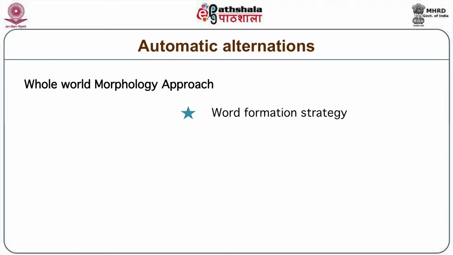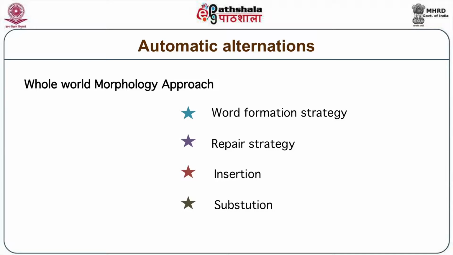And once that targeting has been done, once the target has been chosen, there is a second part of the phonology known as repair strategies. Those strategies do the job that has been identified as requiring to be done by the first part of the phonology. So the second part, repair strategies, in this case intervenes by deleting one of the L's. Deletion is one of the ways in which repair strategies can intervene. The other methods are insertion and substitution. That is a fairly complete statement of how WWM handles automatic alternations in morphology.